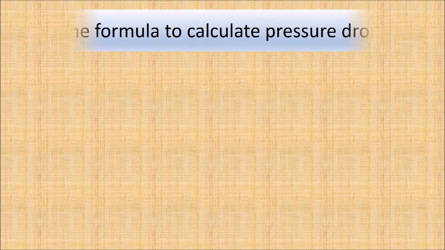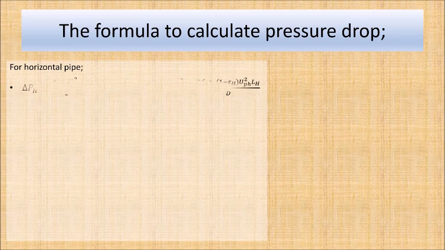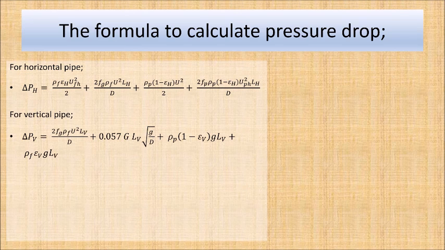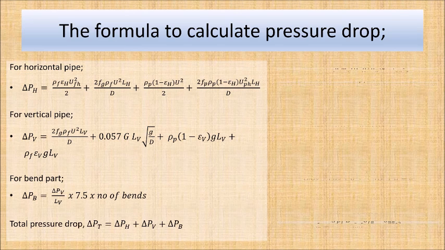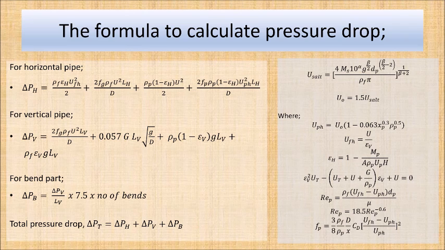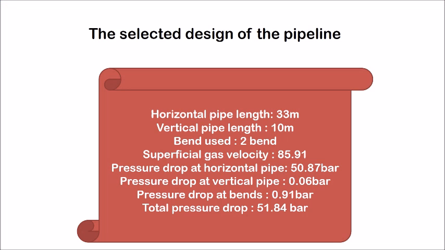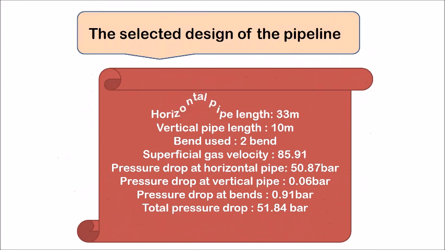This is all the formula involved in the calculation of pressure drop through the pipeline. We need to sum up all the pressure drop at the bend, horizontal and vertical section. This is the summary for our pipeline design. The total pressure drop across the pipeline is 51.84 bar.